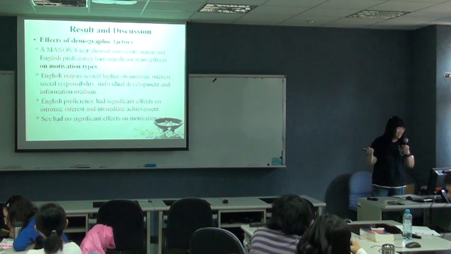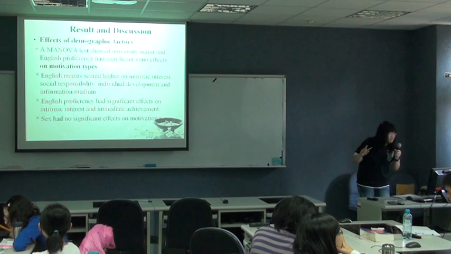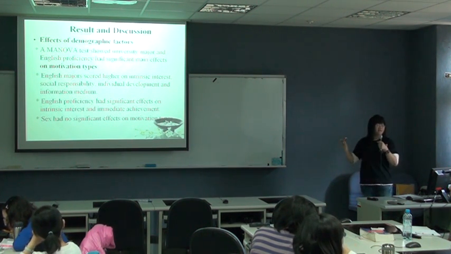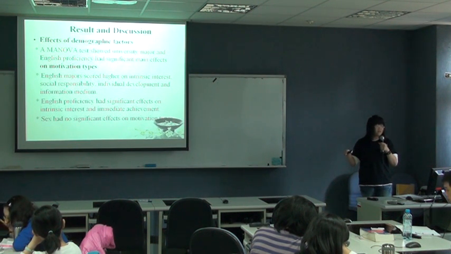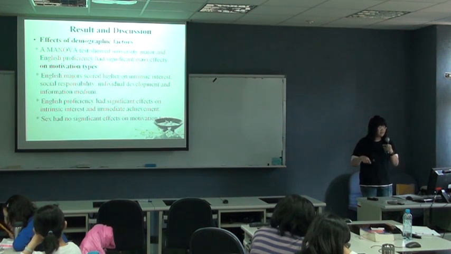And then effects of demographic factors. The MANOVA test shows university major and English proficiency had significant main effects on motivation types. English majors score higher on intrinsic interest, social responsibility, individual development, and information medium. English proficiency has significant effects on intrinsic interest and immediate achievement. But sex has no significant effects on motivation types.